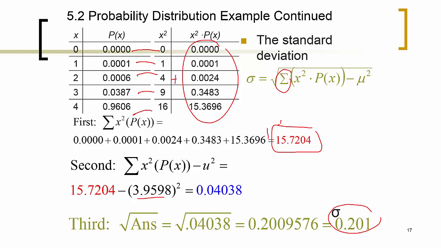You can type this in your calculator in one step. You do second, x squared. That gives you the radical, and then you type 15.7204 minus 3.9598 squared. Hit your x squared button there, and then press equals to get this answer.